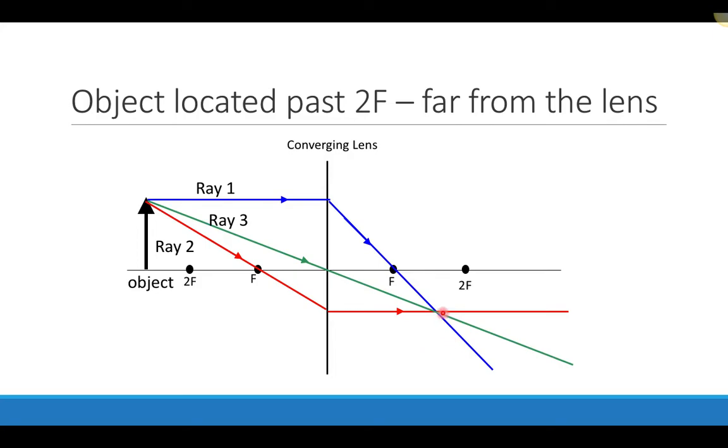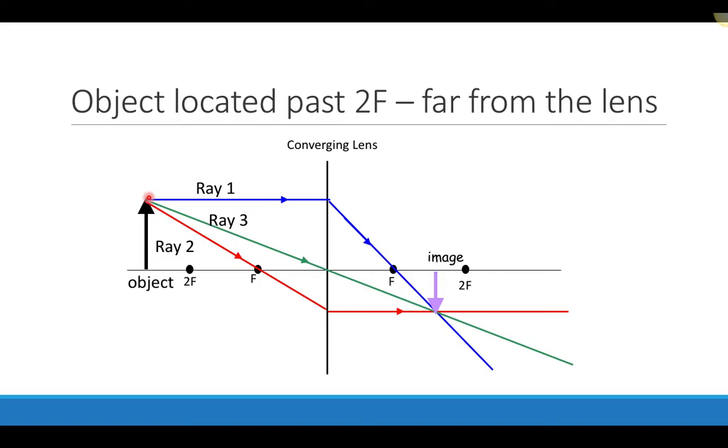So it turns out that where those rays of light come together, they form the image. The image starts off as being located on the principal axis, and where those rays of light come together is where the tip or the top of the image is located. So there's my image location.